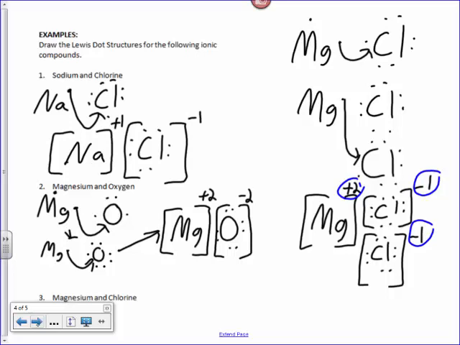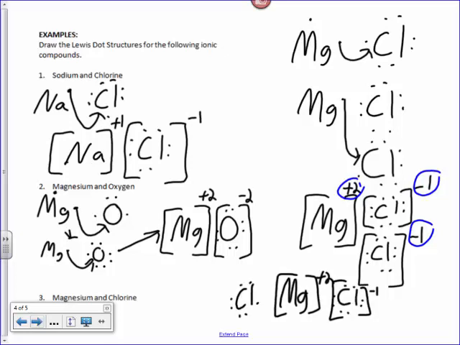Another way you're going to see it, especially when I draw these, is I'll draw my cation in the middle, and then I'll draw a chlorine on each side. Either way is fine. This makes more sense to me because this is actually more like how it looks. So either way you want to draw that is fine.